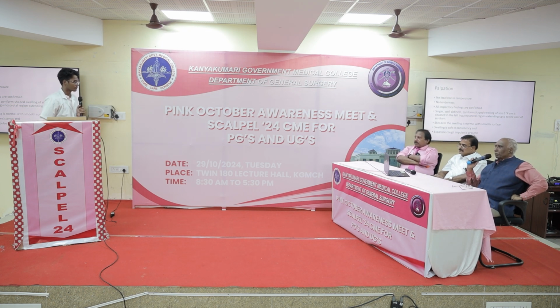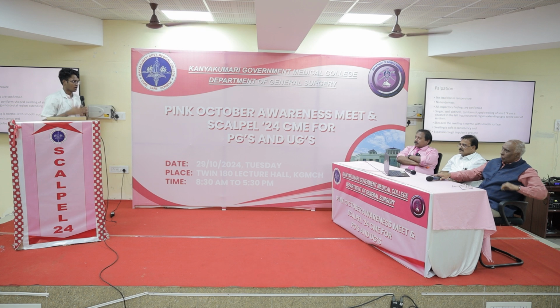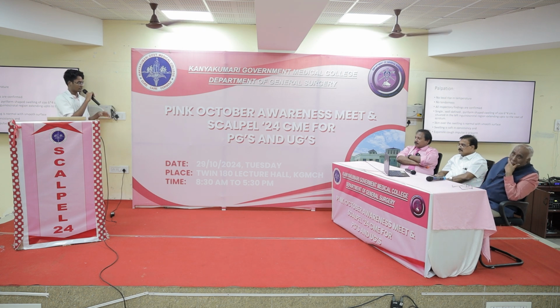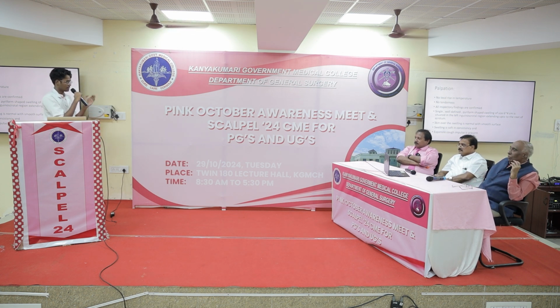Can you tell the layers of the scrotum? The layers of the scrotum are skin, dartos muscle, then the external spermatic fascia, cremasteric muscle and fascia, internal spermatic fascia, and the tunica vaginalis. How many layers? Two layers, visceral layer and parietal layer, then tunica albuginea and tunica vasculosa.